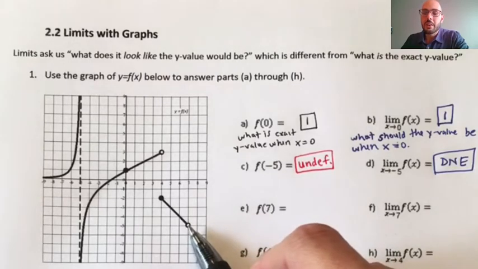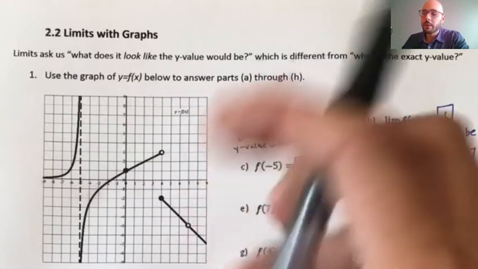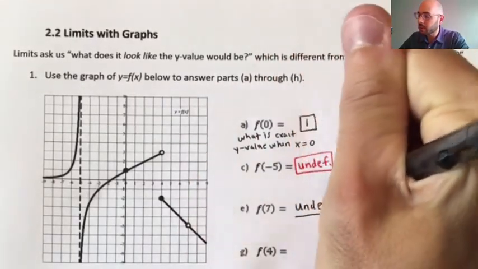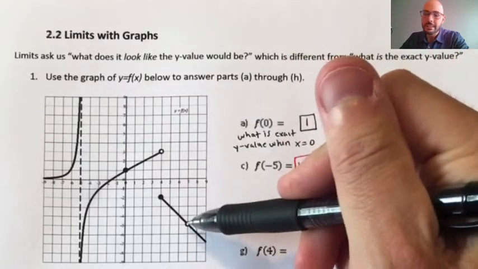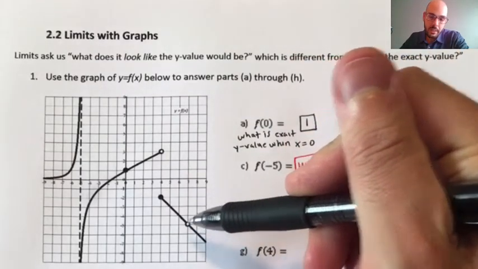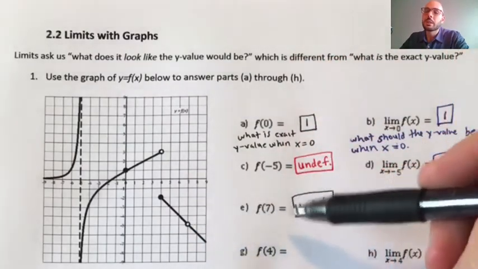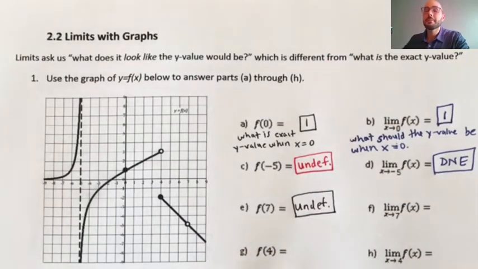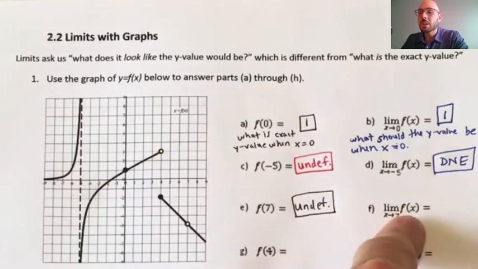You'll notice that on the graph, there's a hole in the graph. So there is no y value. So this is undefined, because of the hole in the graph, it's not filled in. There is no y value. So the y value is undefined when x is 7. But that doesn't necessarily mean that the limit does not exist. So let's talk about the limit.